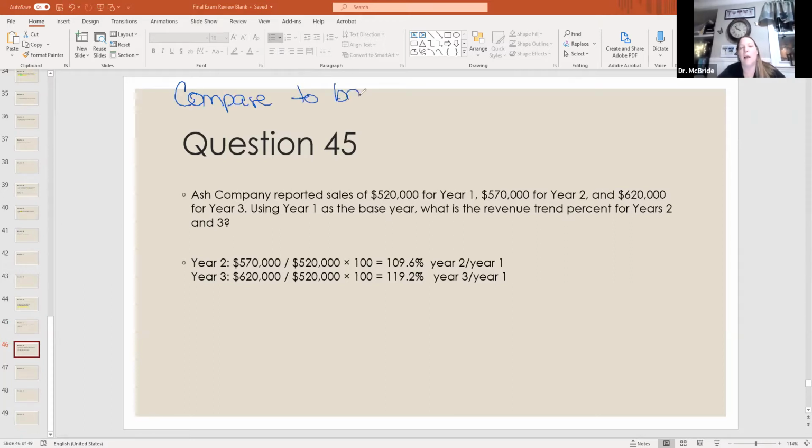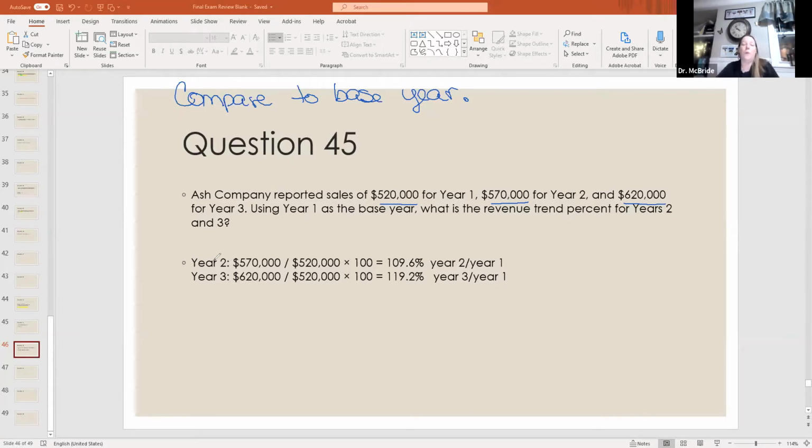So in other words, I'm not saying in year one we increased. In year one, we had sales of 520,000. And then in year two, 570,000. And in year three, 620,000. I'm looking at how this is changing from year one to year two, and then how it is changing from year one to year three.